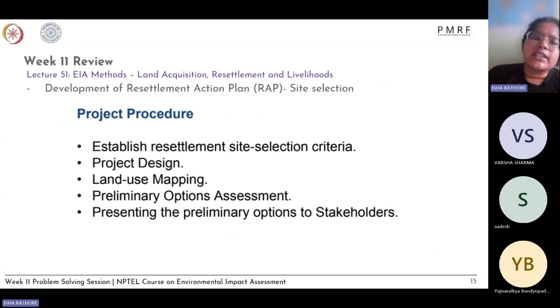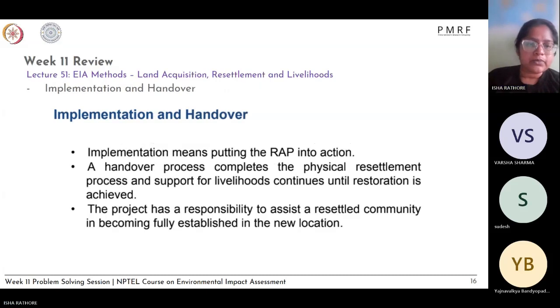Then for the resettlement action plan, how do you select the site for the resettlement? Based on the project procedure, this is the procedure. You establish the resettlement site selection criteria, you do project design, land use mapping, present the preliminary options assessment, discuss it with the stakeholders, and if they agree, then we can move forward with the site for resettlement.